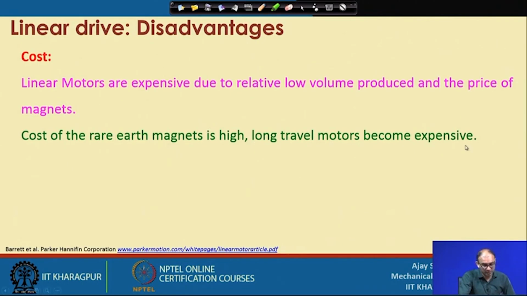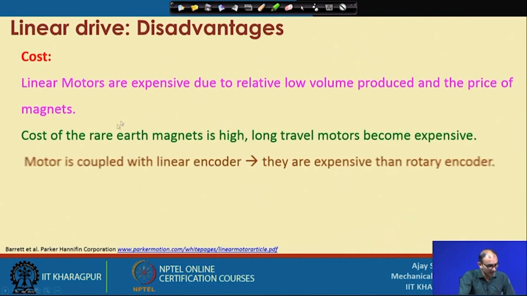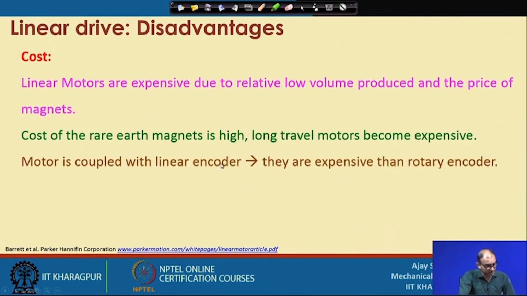A longer travel motor becomes more expensive, because we have seen that we put more magnets to get the longer travel, correct. So, if you increase the travel length, your cost will increase, because you have to put a larger number of magnets with very precise dimensions, as there are tolerances with the magnet. If your magnets are not as per the design, then you will not get the complete assembly done within the tolerance limit. Another thing is it is coupled with the linear encoder.